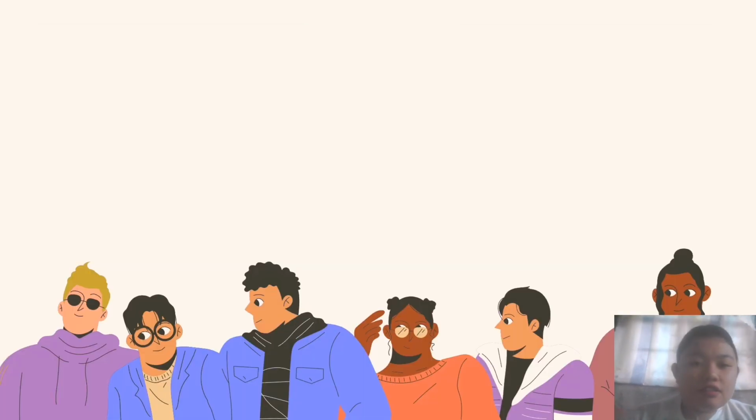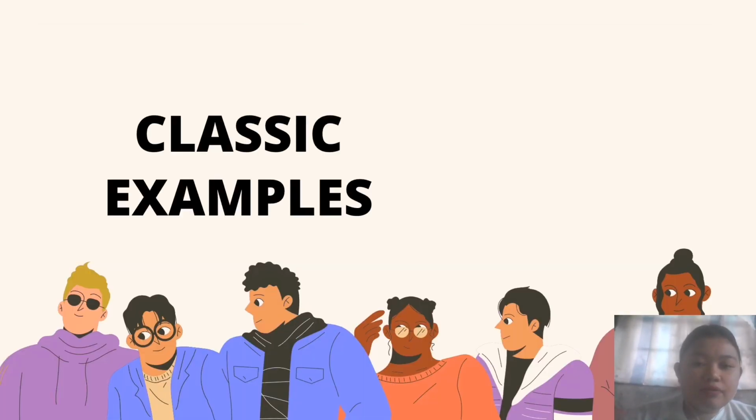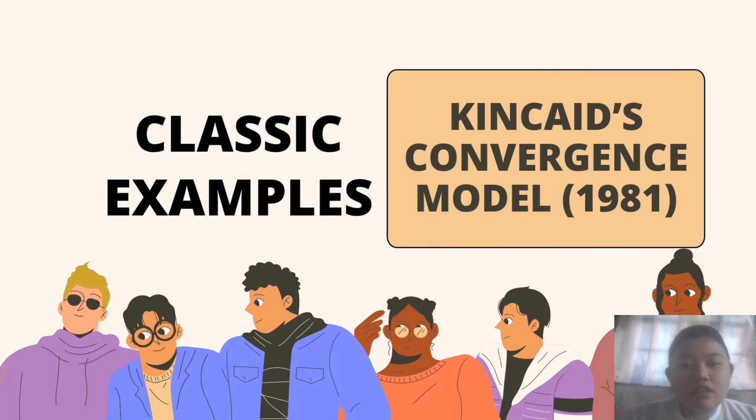Let's go to the next model of the transactional. We have Kincaid's convergence model in the year 1981.